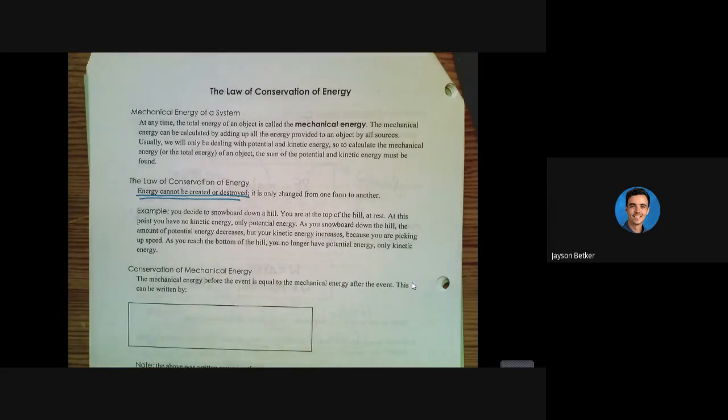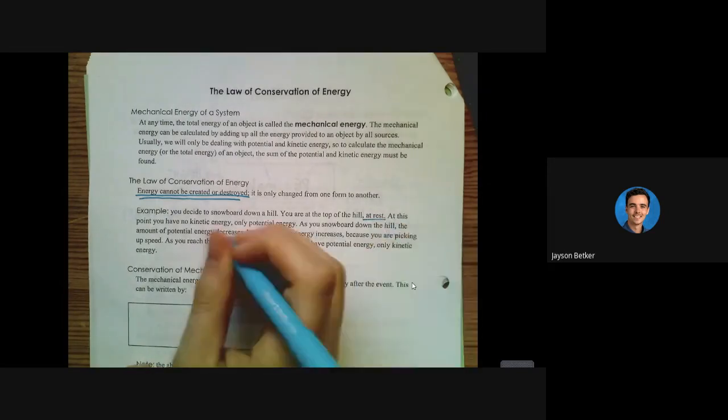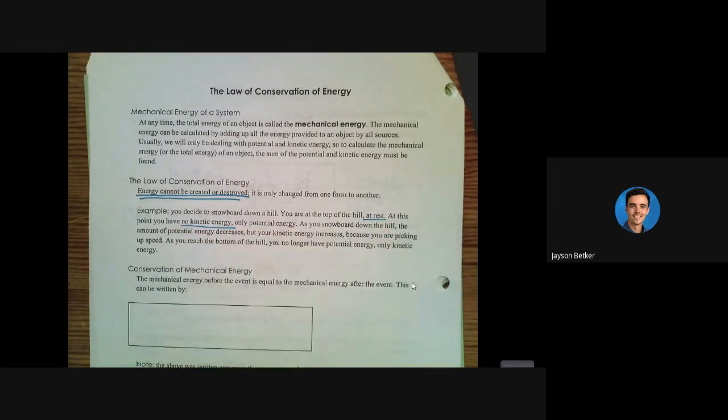Let's take a look at an example for that. If you're on a snowboard hill, for example, and you're at the top of the hill and you're at rest, this would mean that you would have no kinetic energy, right? Because you're not moving. But you're at the top of the hill, so you're up at a certain height with the potential to start moving. That means that the only energy you have within you is potential energy, what we would call gravitational potential energy.